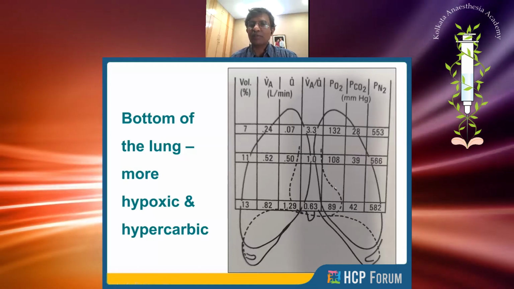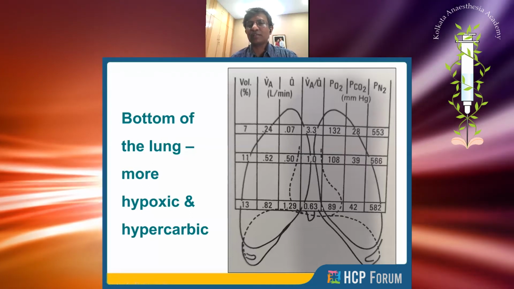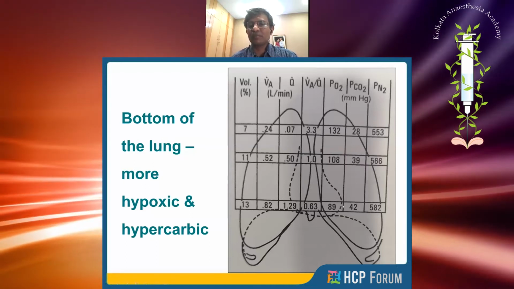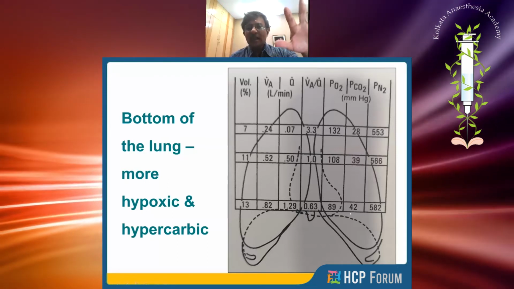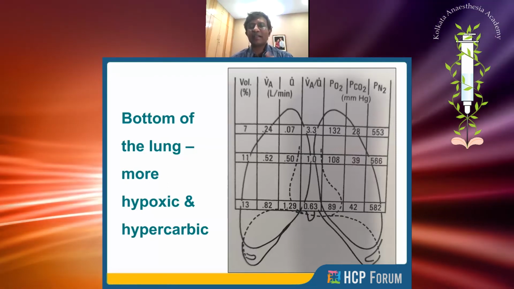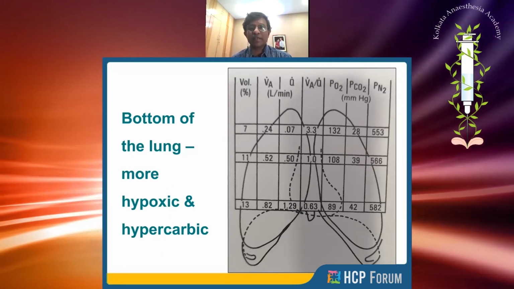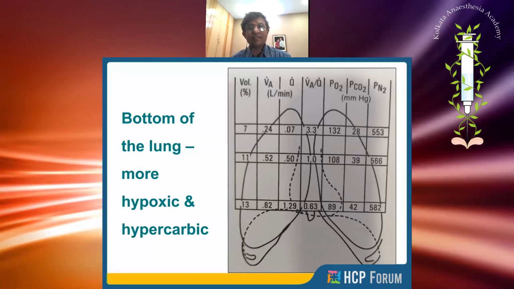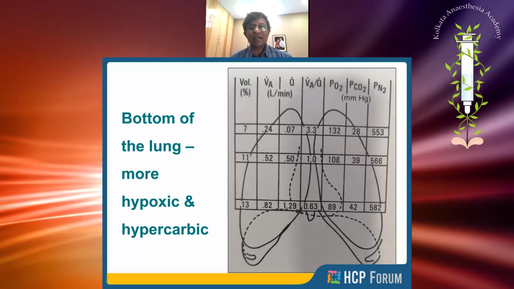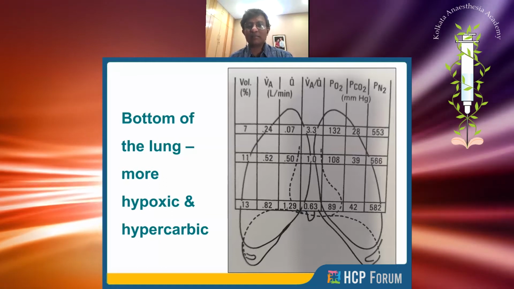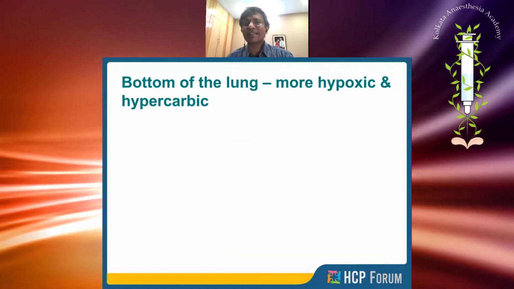And at the bottom of the lung, you'll find, if you're looking at gas exchange, the PO2 is going down, but the PCO2 is going up. So this alteration in the VQ ratio leads to a phenomenon whereby, if you look at only the bases, the bottom of the lungs or the dependent areas of the lungs are more hypoxic and more hypercapnic. Why does it happen?